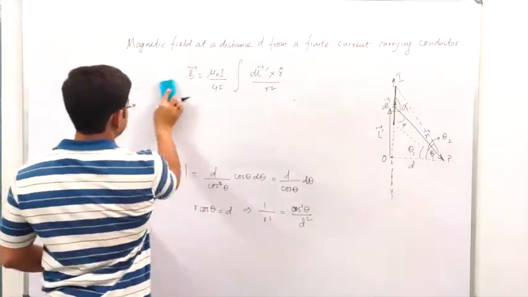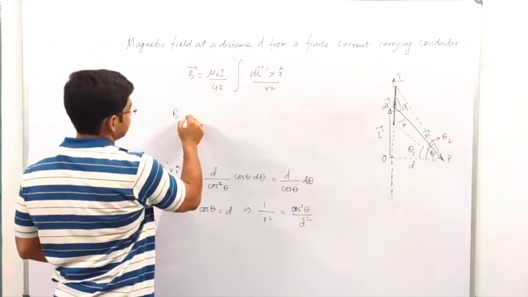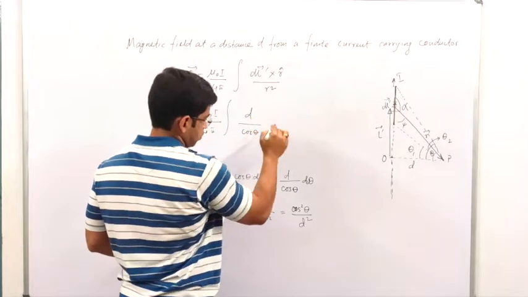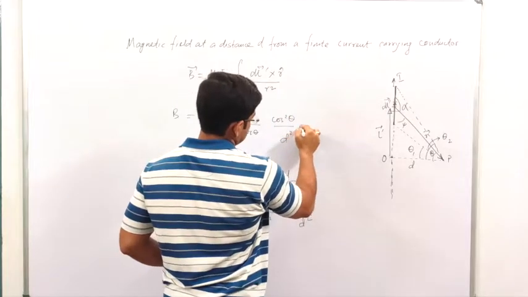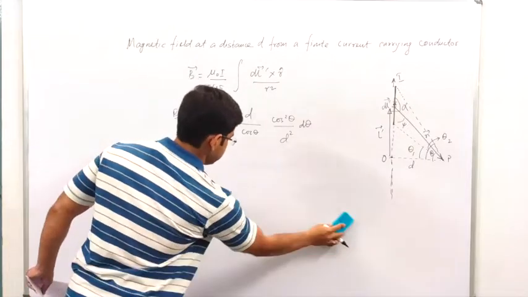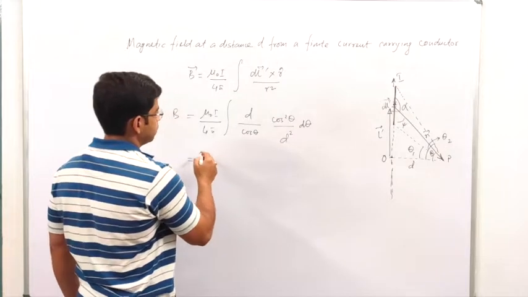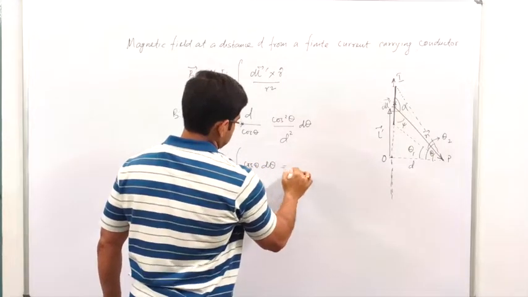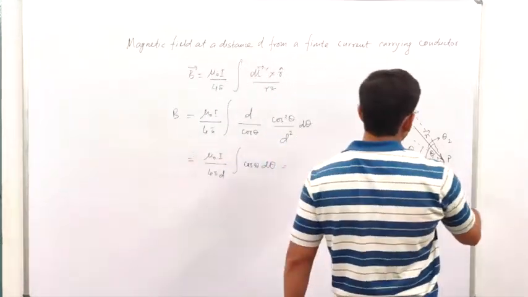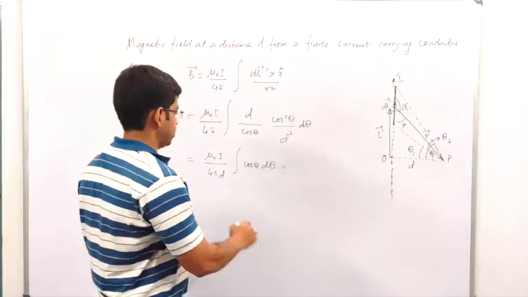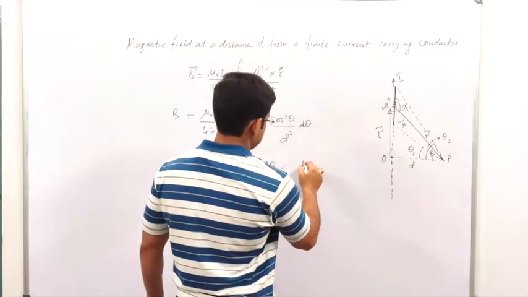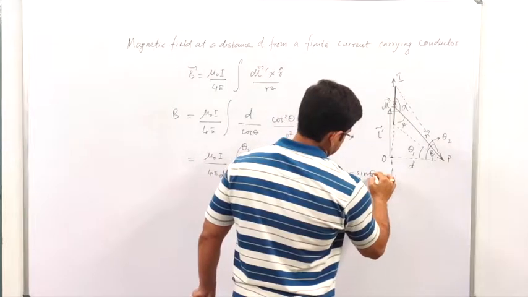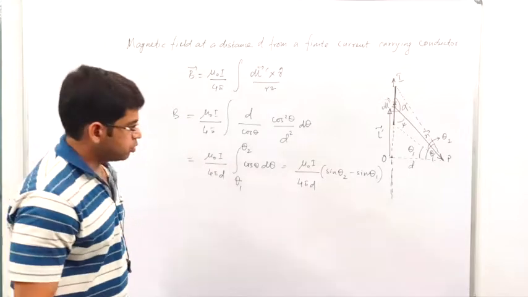we will get for the magnitude of B, this comes out to be the integral of cos theta d theta. Now see, the limits of the integration will be from theta 1 to theta 2 due to the finite length of the conductor. So from theta 1 to theta 2 we get mu 0 I by 4 pi d times sin theta 2 minus sin theta 1. So this is for the finite length of the conductor.